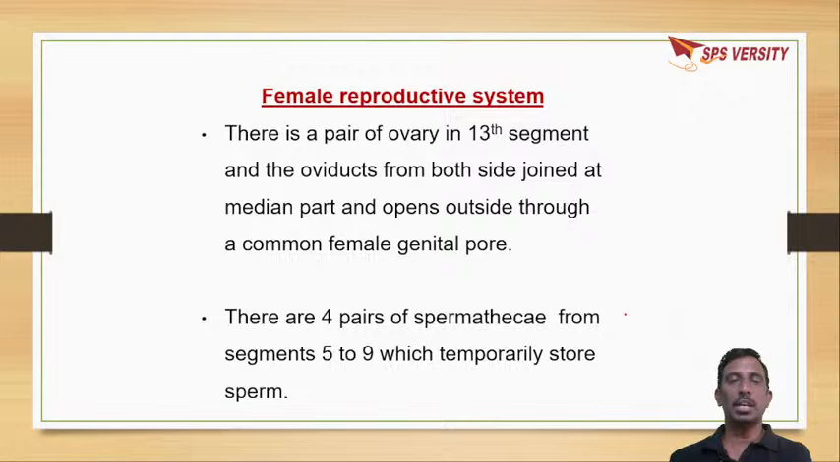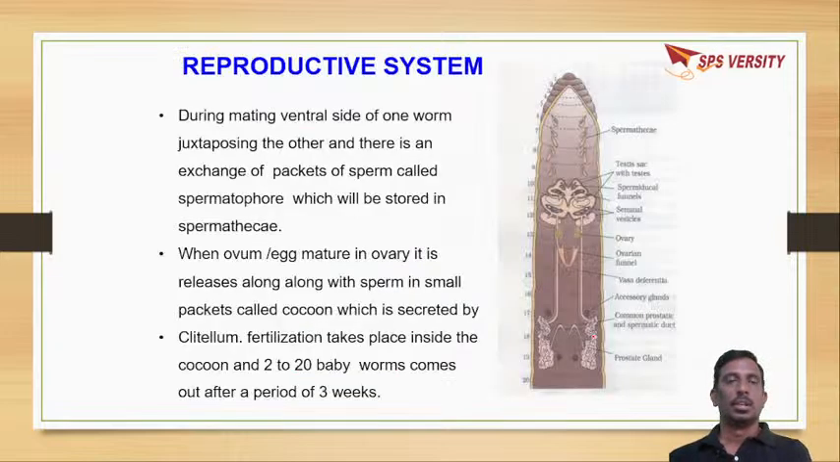And when you come to the female reproductive system, there is a pair of ovaries in the 13th segment, from which oviducts are present on either side. The oviducts open into a common female genital pore. Along with these, 4 pairs of spermatheca are present in the 5th to 9th segments, which store sperms.